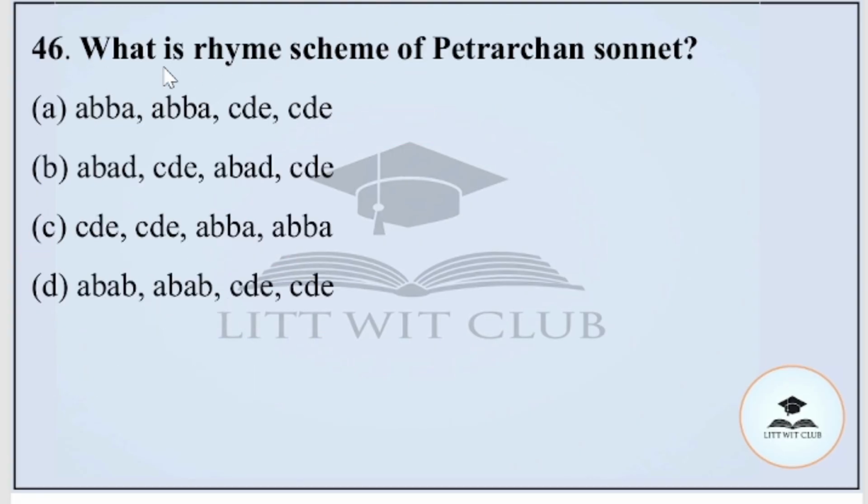Question number 46. What is the rhyme scheme of the Petrarchan sonnet? And the correct answer is option number A, that is ABBA, ABBA, CDE, CDE.